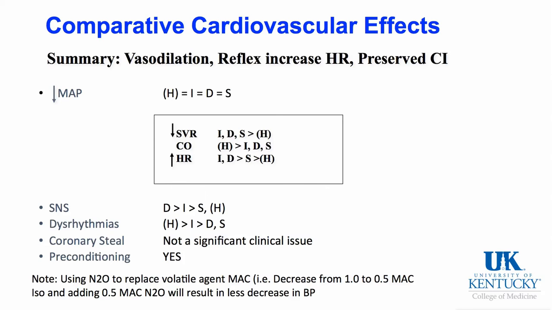Interestingly, when we add nitrous oxide to replace a volatile agent, let's say we decrease our isoflurane concentration from 1.2%, which is 1 MAC, to 0.6%, which is a half MAC, and we add approximately 50% nitrous oxide, a half MAC of nitrous oxide. So half a MAC plus half a MAC, we're back up to 1 MAC, but you'll get less decrease in blood pressure because we've substituted an agent, nitrous oxide, to provide part of that MAC, which doesn't have those vasodilatory effects that the volatile anesthetic does, and we'll get less physiologic change in blood pressure.